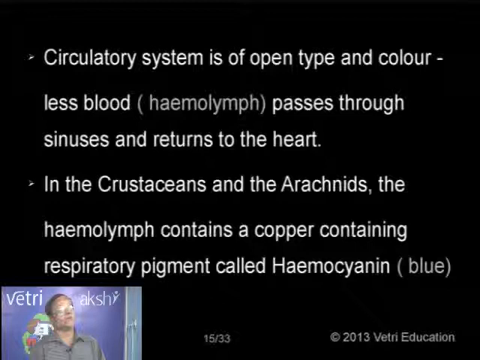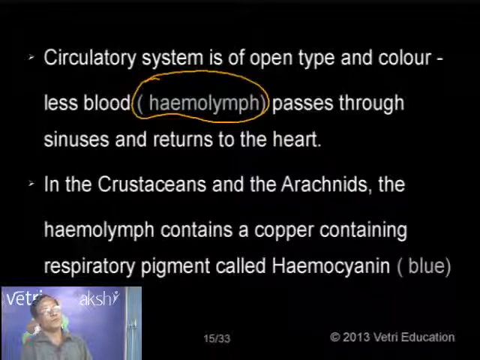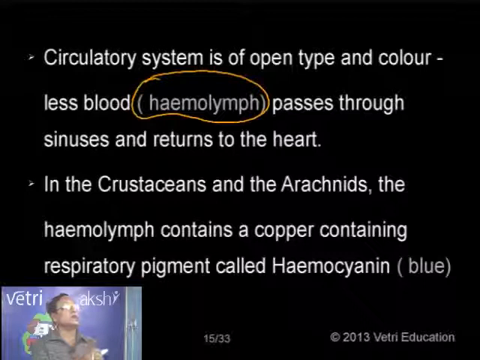If you take the cockroach for example, the blood is colorless. Such a colorless blood is called hemolymph. So we are talking about hemolymph, a colorless blood found in all arthropods. That means there are no respiratory pigments, unlike human beings or earthworms, which have respiratory pigments responsible for the transport of oxygen or carbon dioxide. Here there is direct tissue respiration.